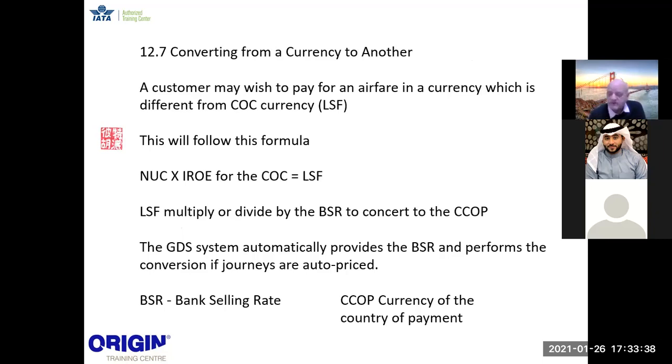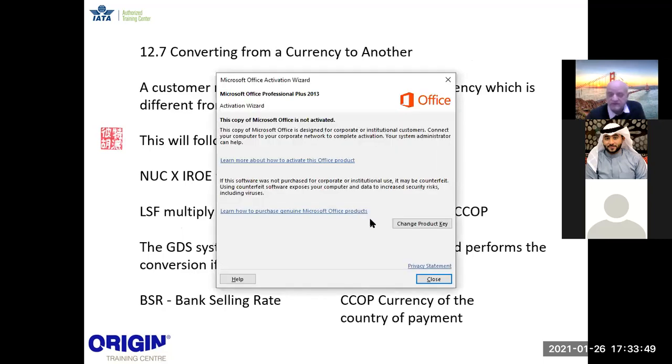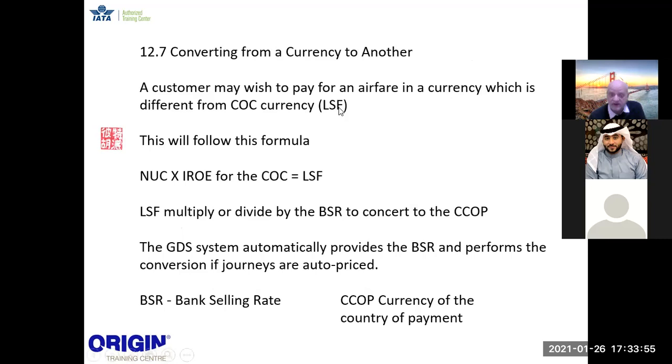Right, converting from a currency to another currency. We calculate the NUCs into the local currency fare or local selling fare. LSF is local selling fare. Okay, so NUC multiplied by the ROE for the country of commencement gives the local selling fare. That never changes. If you do the foundation, same rule. If you come back and do the consultant, same rule, always.